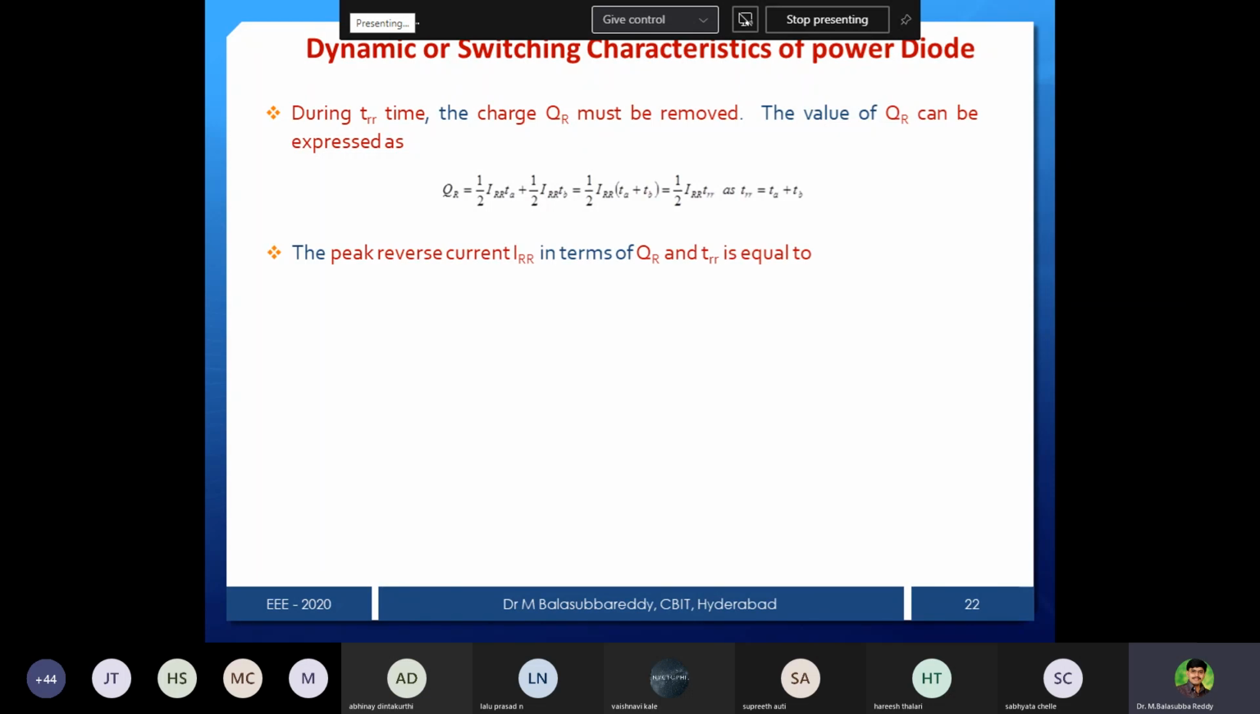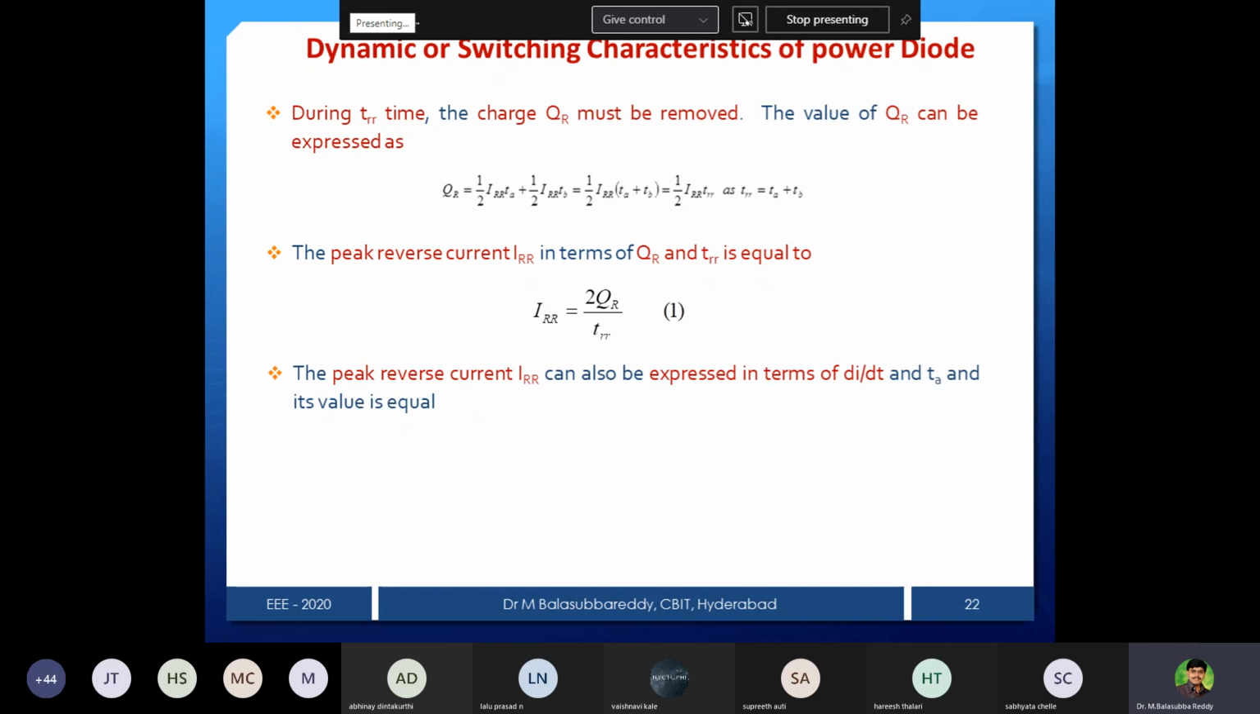So the peak reverse current IRRM in terms of QRR is IRRM equal to 2QRR by TRR. The peak reverse current can also be expressed in terms of di/dt and TA. This is an empirical relation: IRRM is equal to TA into di/dt. Equating equations 1 and 2, both of which give IRRM, we get TRR into TA equal to 2QRR by di/dt.